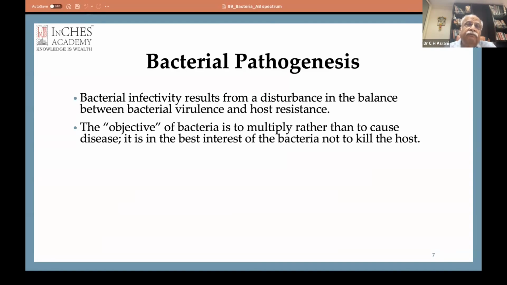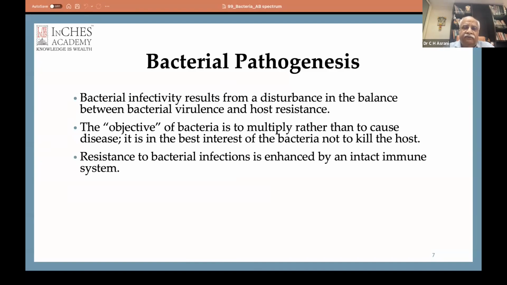The objective of the bacteria, the aim of the bacteria, is to multiply, not causing disease. Because it is in the best interest of the bacteria not to kill the host. As we know that viruses also, it is in the best interest of the virus not to kill the host, because a virus cannot survive without the host. A bacteria can still survive.